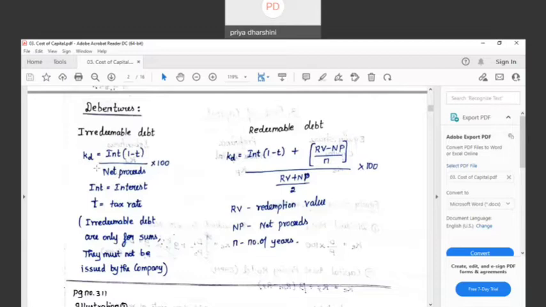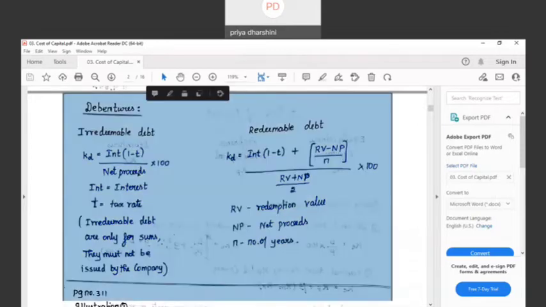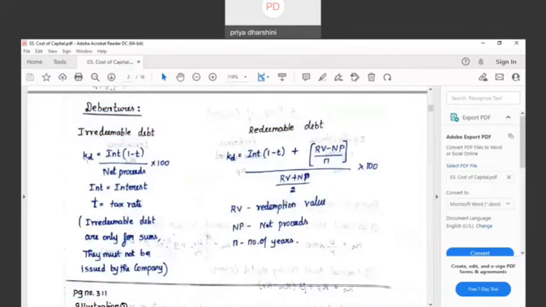If you are raising the capital in terms of face value of 100 rupees, and the company is spending on flotation cost, brokerages, security transaction tax, and any other necessary expenditure for floating the shares or debentures in the market, in such a case it is the net proceeds which is received by the company. Interest into 1 minus tax divided by net proceeds into 100 will give you the cost of debt.